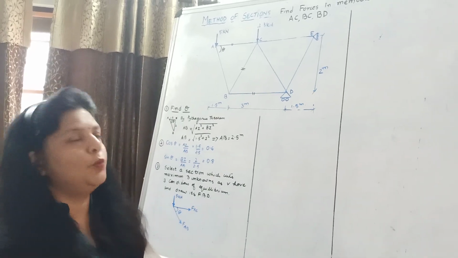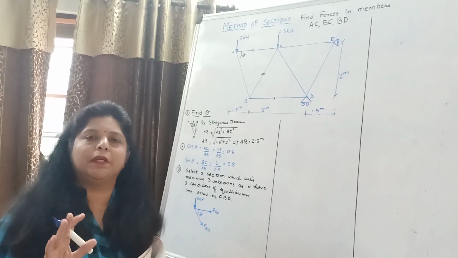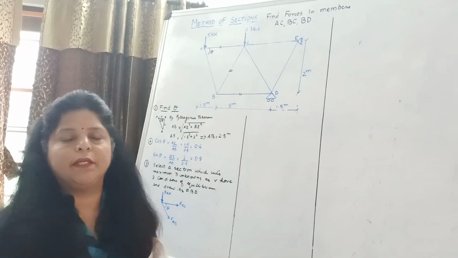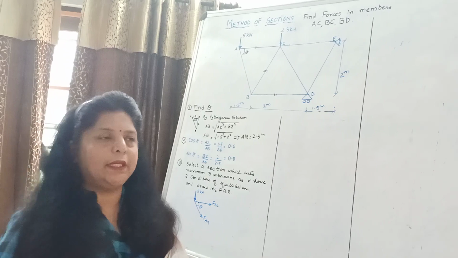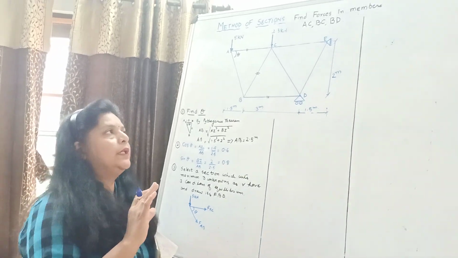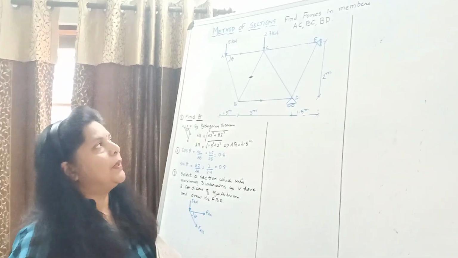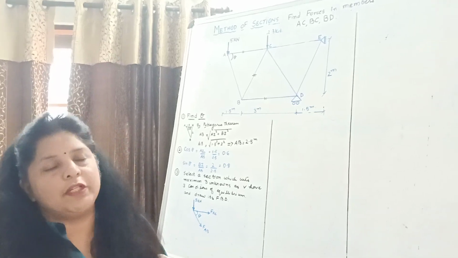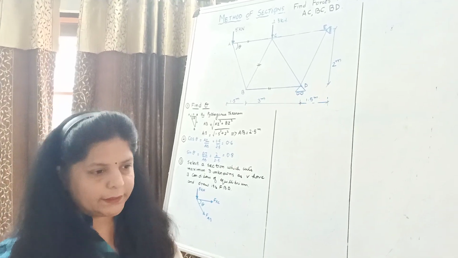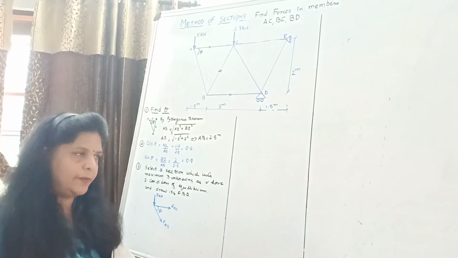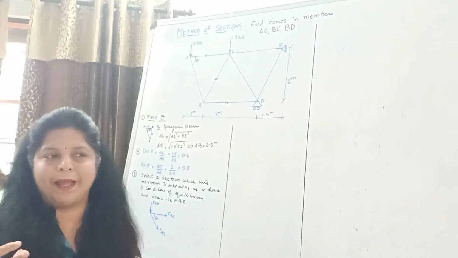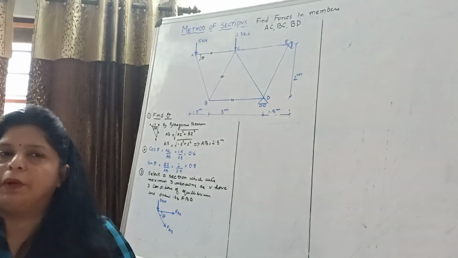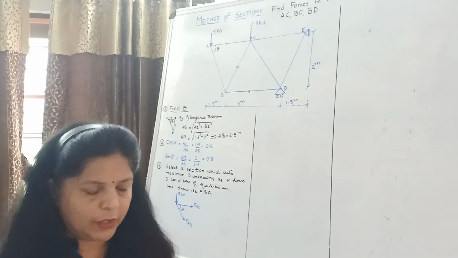To start with, to find the forces in the members of a truss, there are two methods. The first is called the method of joints, and the second is called the method of section. In the method of section, we have to select a particular section which divides the truss into two parts, that is, right side and left side. The second important thing is that it should cut a maximum of 3 unknowns because we have 3 conditions of equilibrium.